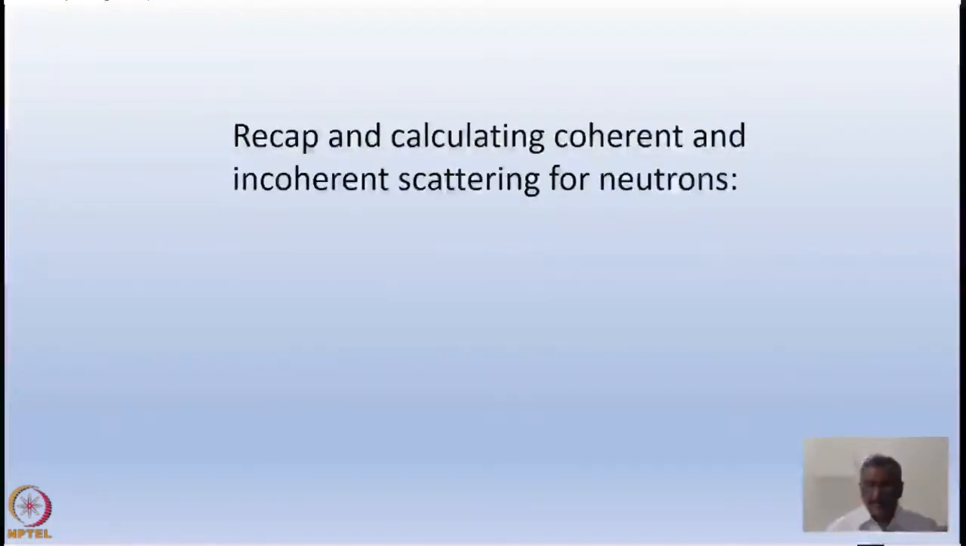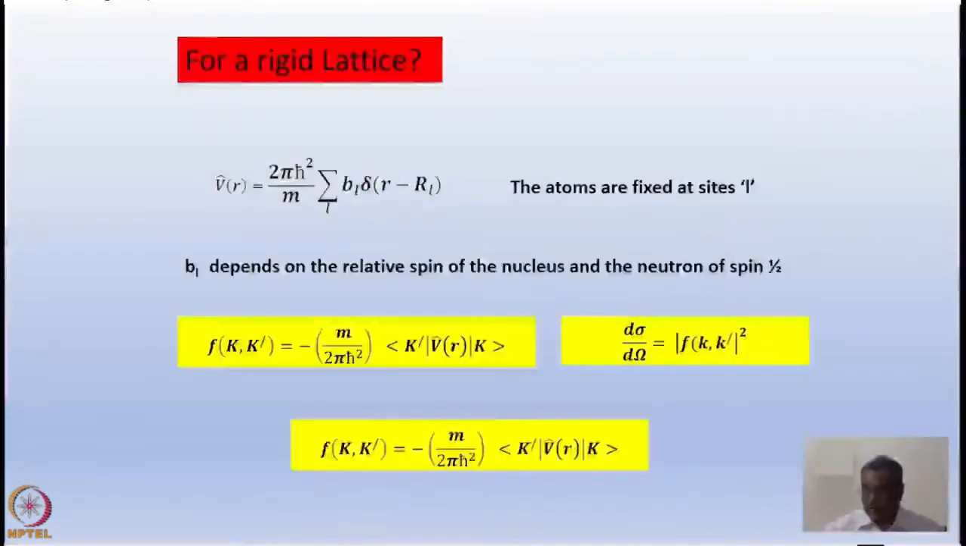As I indicated, the recap and calculating coherent and incoherent scattering cross section for neutrons will be our starting point for today's talk. Earlier I had written that for a rigid lattice, rigid meaning in physics concept, this is a lattice at 0 degrees Kelvin. So I have a regular arrangement of atoms, but they are rigidly fixed at their sites.